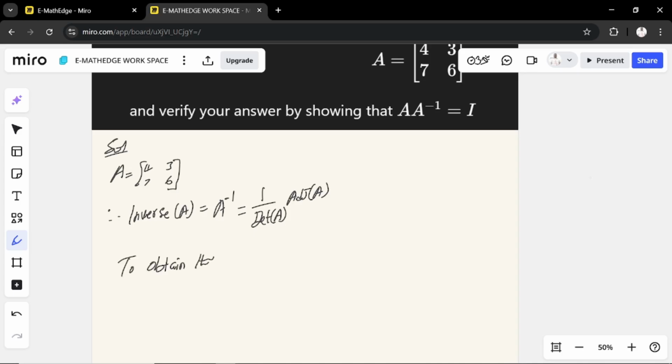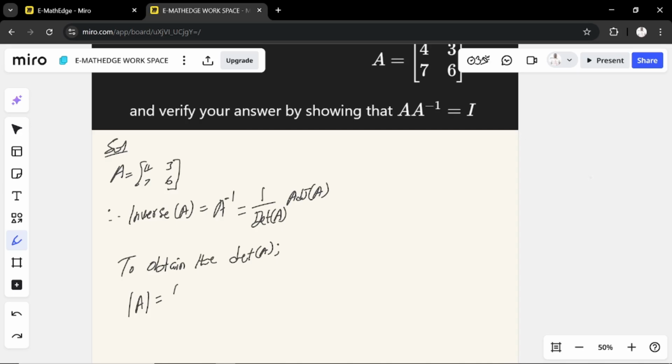To obtain the determinant of A, we are going to have it to be the absolute value of A. Now we know this is a 2 by 2 matrix, and for us to obtain the determinant for a 2 by 2 matrix, what we do is simple. Find the product of the elements in the major diagonal, subtract the product of the elements in the other diagonal. So quickly, let's go ahead and do that.